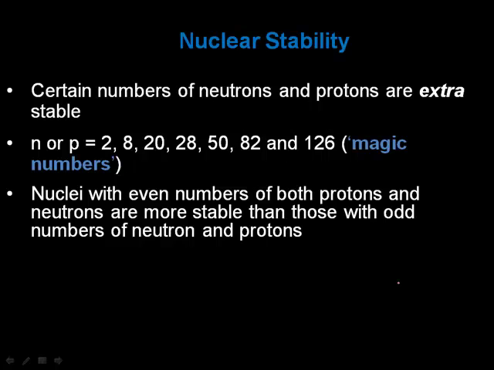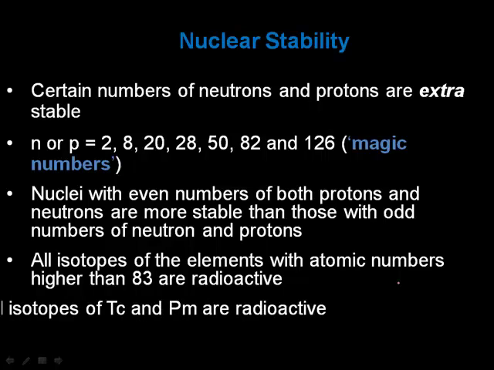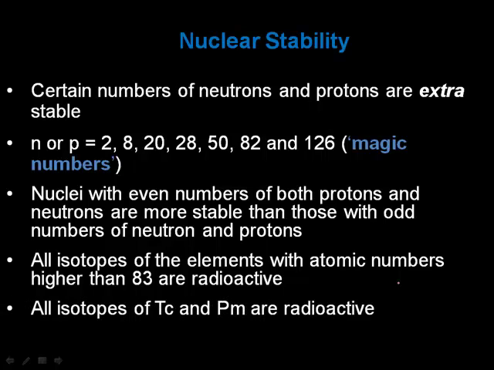Nuclei with even numbers of both protons and neutrons are more stable than those with odd numbers. So that's a general pattern you can see on the table. All isotopes of the elements after 83 are radioactive, of course. And isotopes of Tc and Pm are radioactive. Those were human created, technetium created in the lab, so it's radioactive.